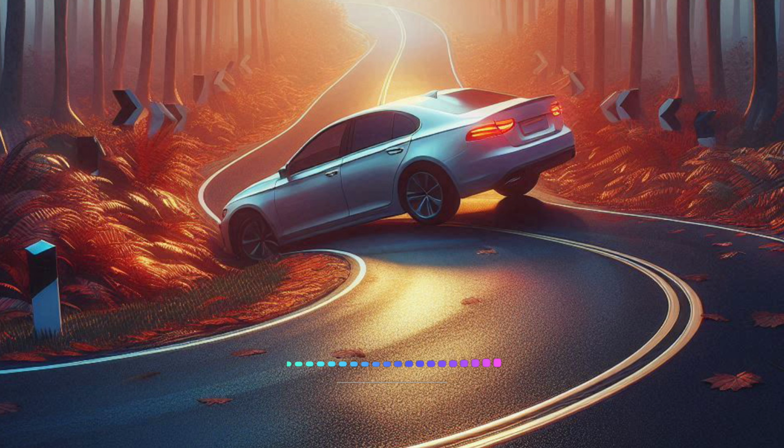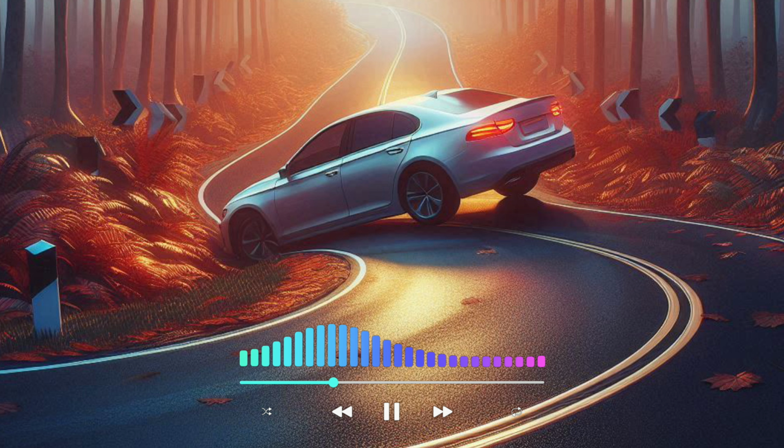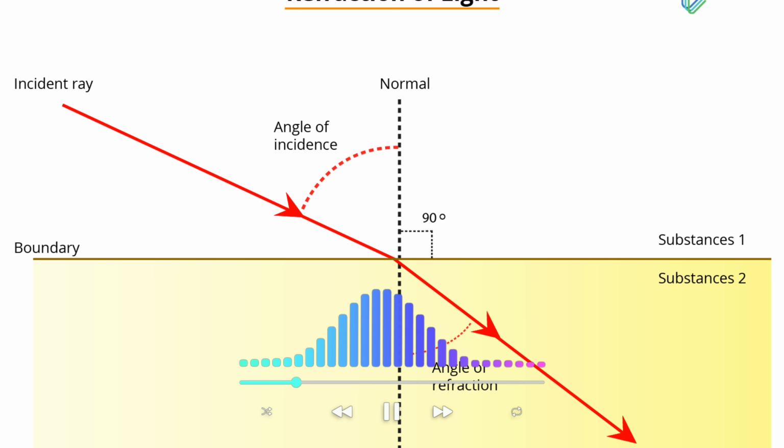And what causes that crucial change in speed, that mud effect that makes the light bend? The underlying cause is a change in what we call the optical density of the medium. Optical density. Is that like physical density, how heavy it is?